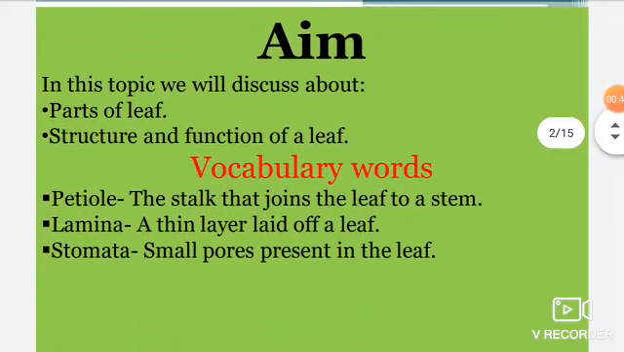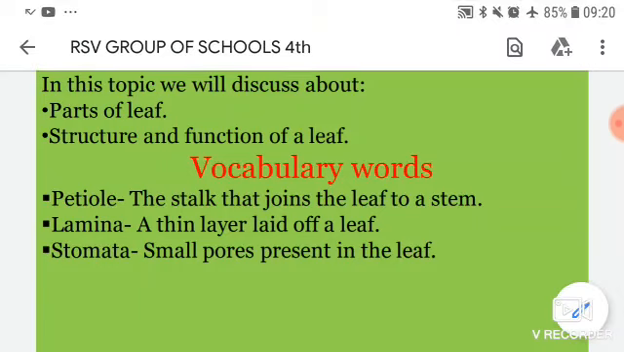The aim of our topic is to learn more about parts of a leaf and about the structure and function of a leaf. For this, we need some vocabulary words or keywords. First, petiole: the stalk that joins the leaf to a stem is called the petiole. Second, lamina: it is a flattened thin layer of a leaf. Third, stomata: stomata are the small pores present in the leaf.